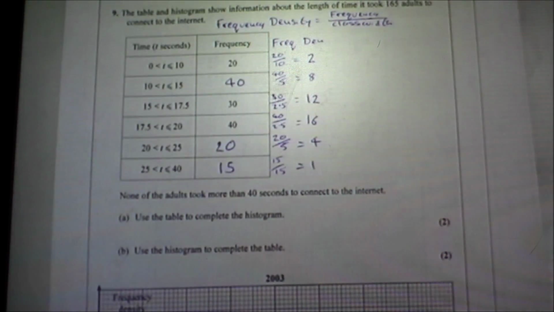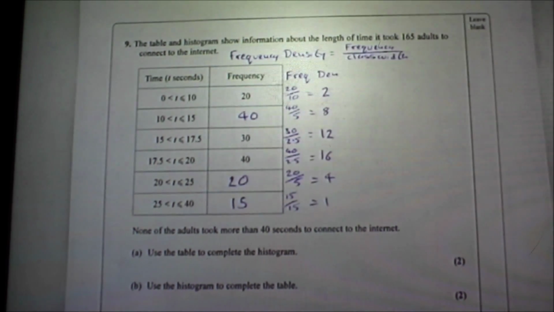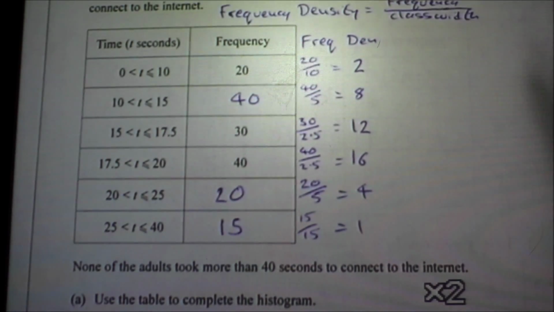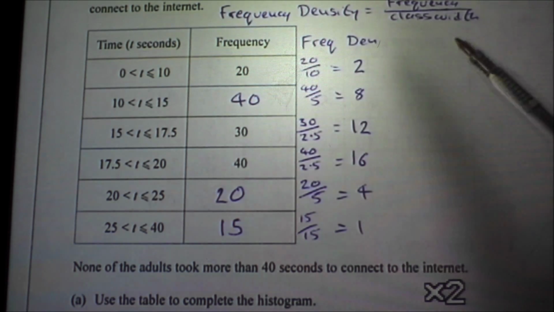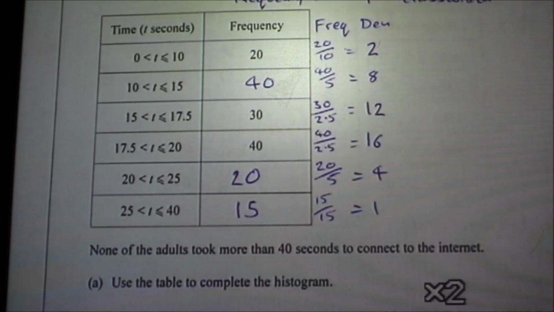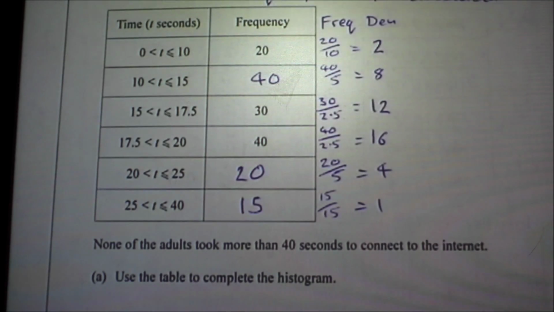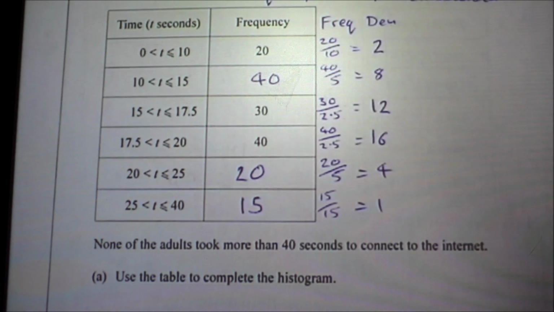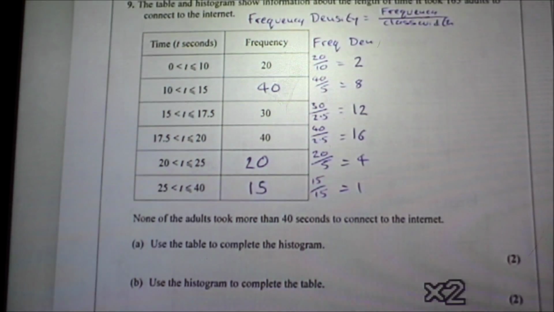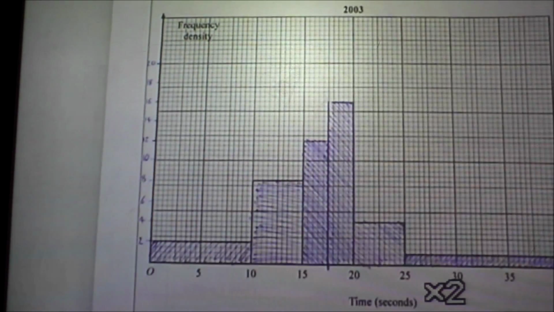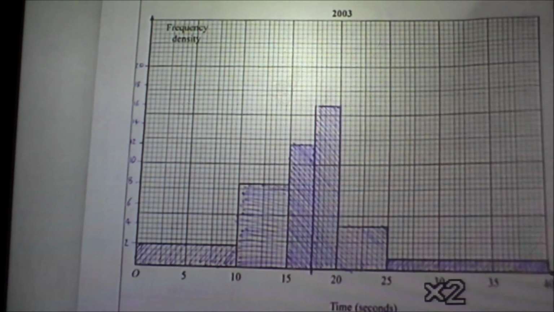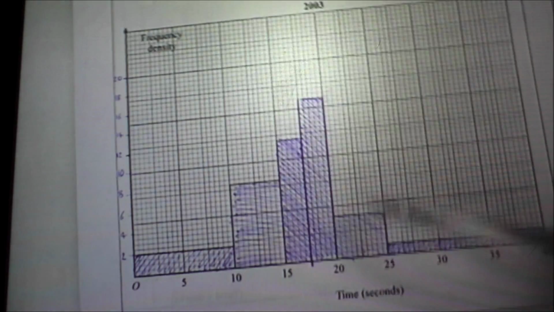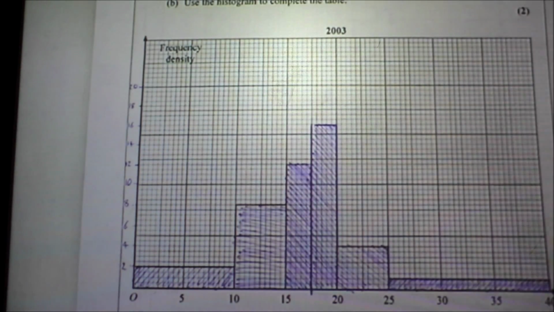Question 9. The table and histogram show information about the length of time it took 165 adults to connect to the internet. Frequency density equals frequency over class width. Do the ones you know. None of the adults took more than 40 seconds, which we can see. Use this information to complete the histogram. It's the same as we've done for about the last 4 or 5 questions. Your complete histogram should look something like that. So write on your frequency density up the side. Work out the ones you already know to work out the ones you don't know.